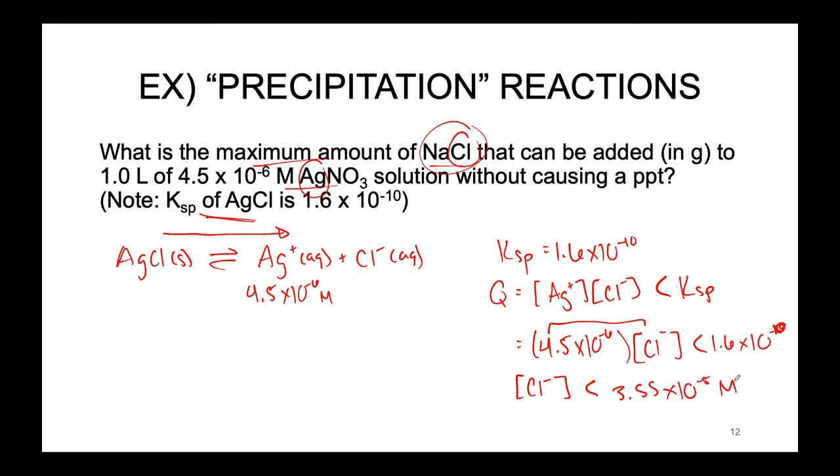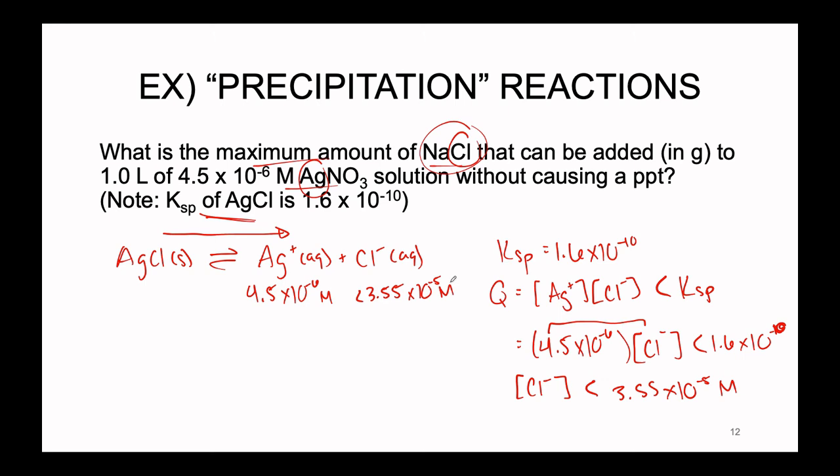Right? This makes sense. We want to make sure that the product of these two ions is going to be small enough such that our forward reaction is still going to be dominant. So hypothetically, if the concentration of our Cl minus here is less than 3.55 times 10 to the negative 5 molar, we should still see a forward dominant reaction.